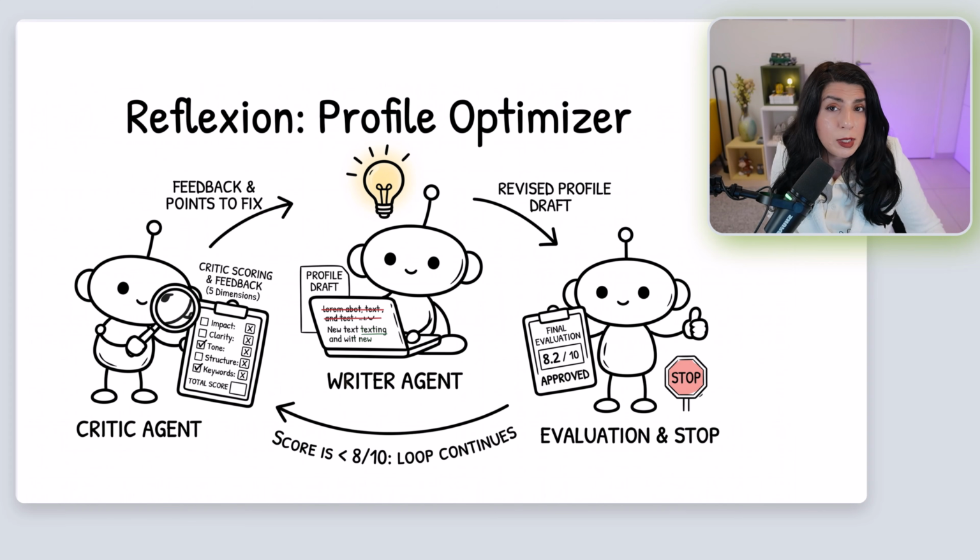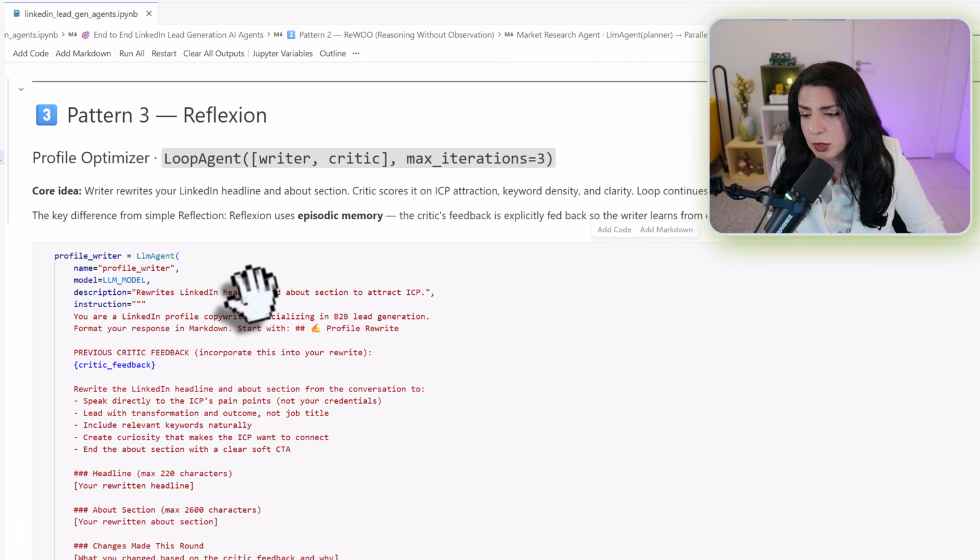If the score is below 8 out of 10, the writer gets the feedback and tries again. The loop continues until the critic says approved. The loop runs until it's actually good. And this is pattern 3. Let's build it. Back to our code again.